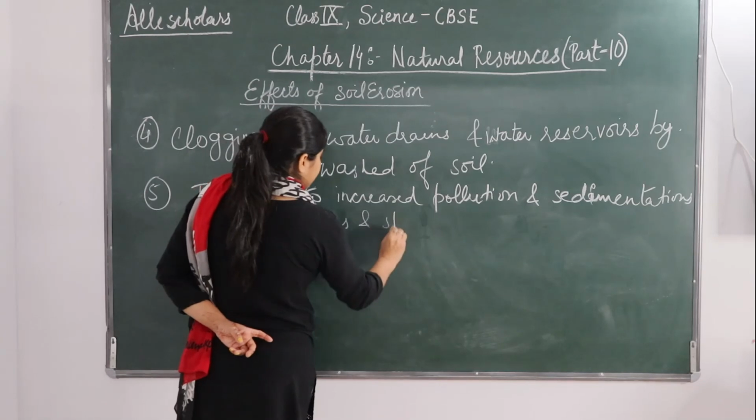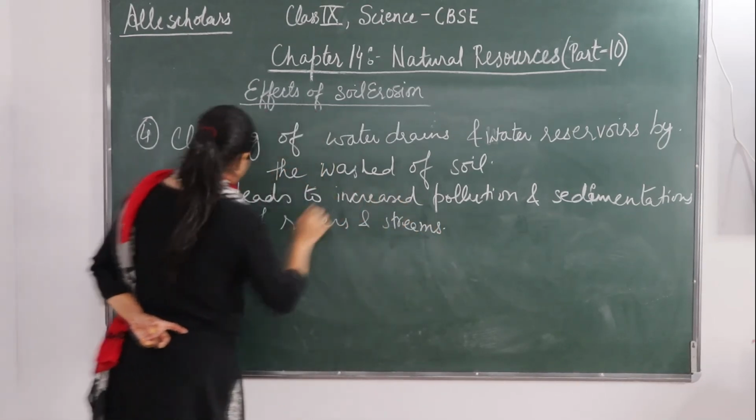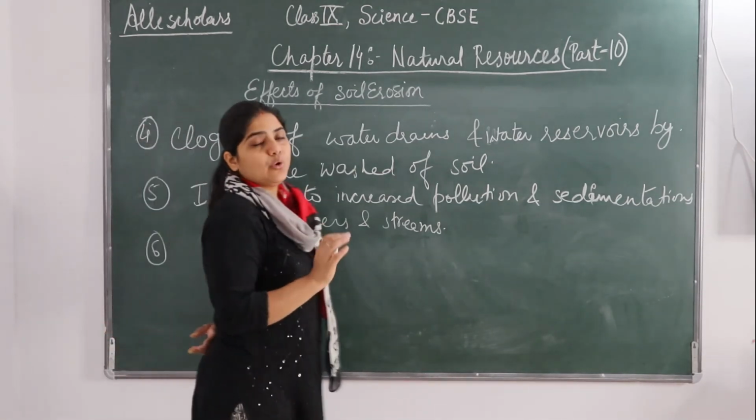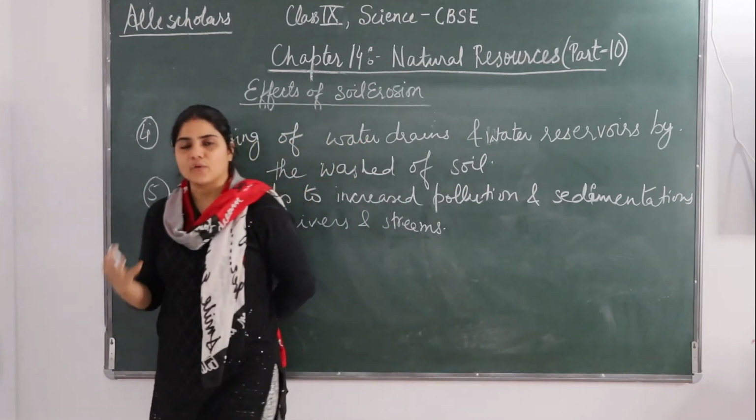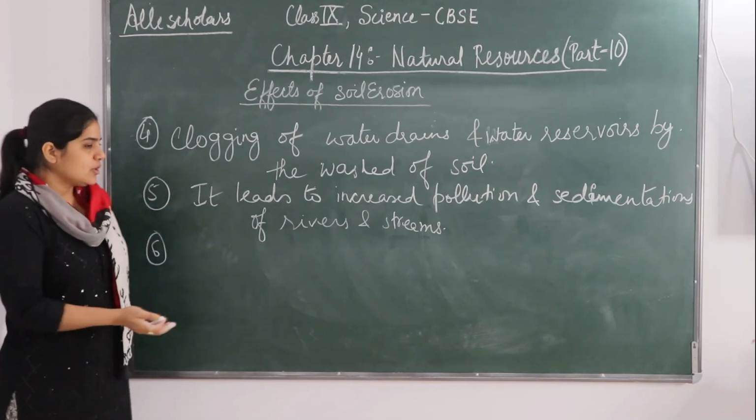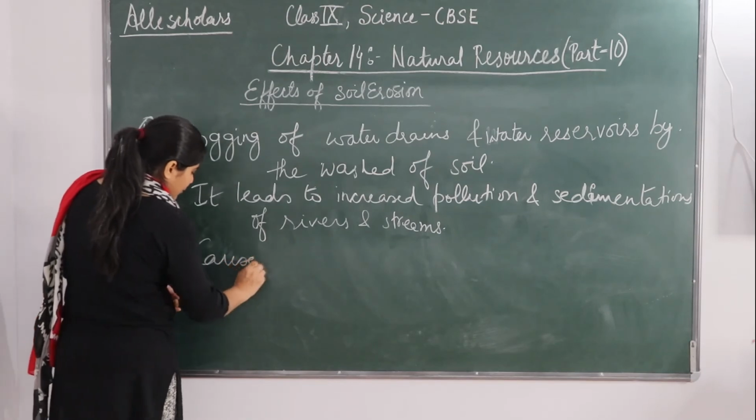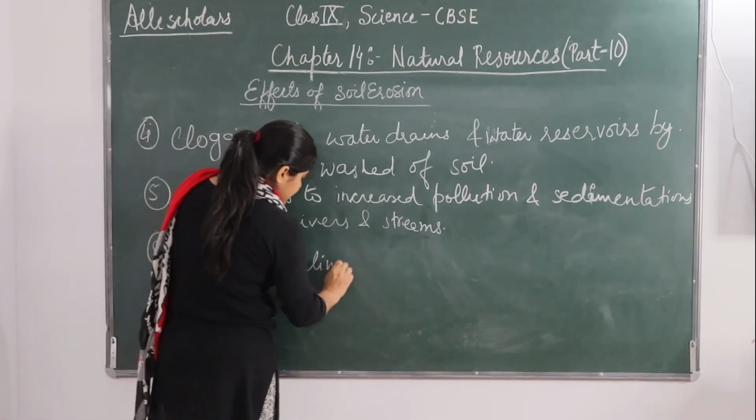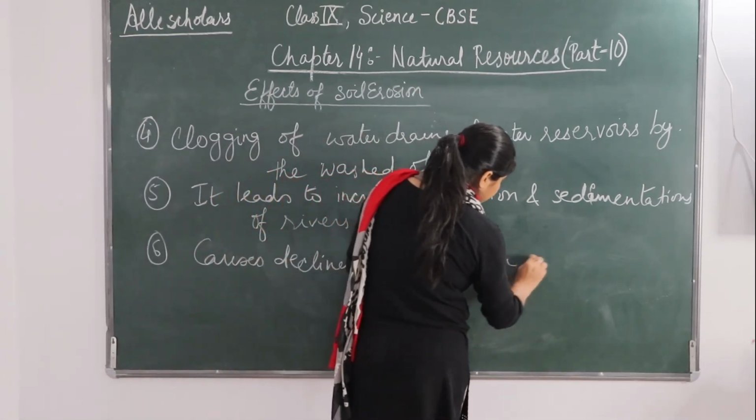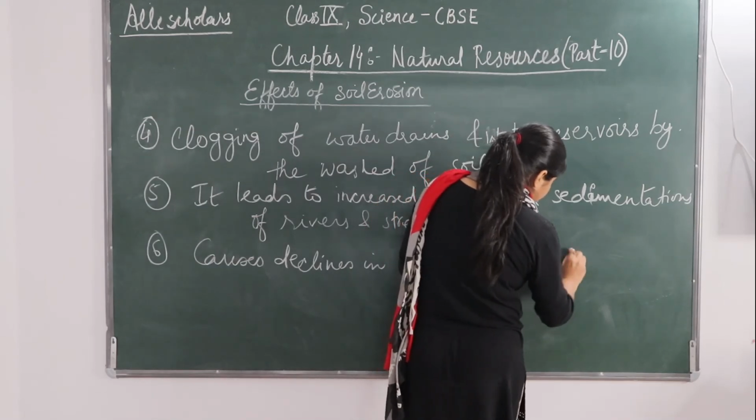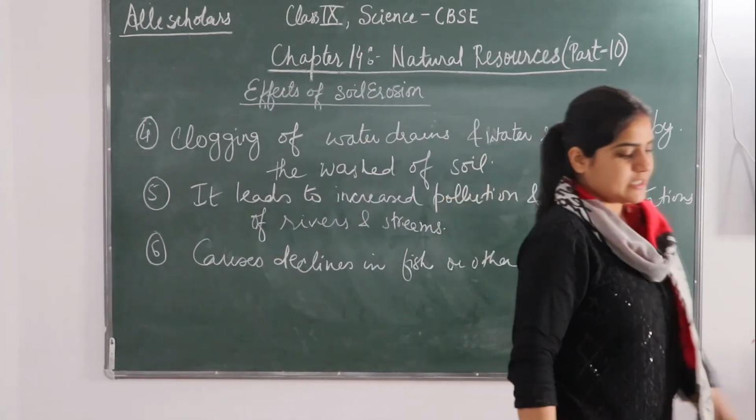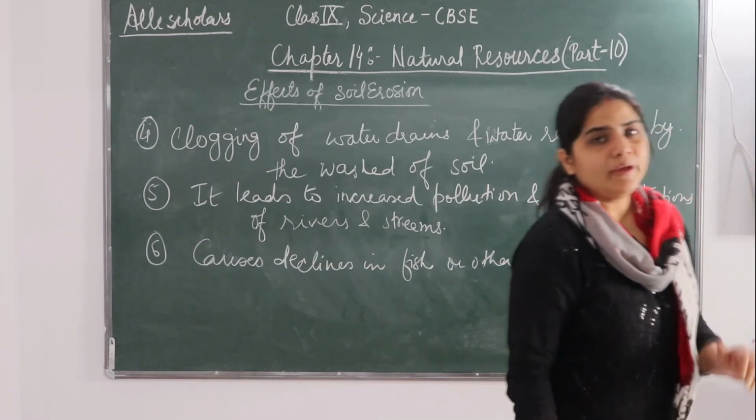Okay? So the sixth effect of soil erosion is that it causes the decline in the aquatic animals like fishes, yeah, any other species. Okay? So it causes declines in fish or other aquatic species. Okay? ये जो है कि different species जो होती हैं fish वगैरह इनको भी harm करता है.